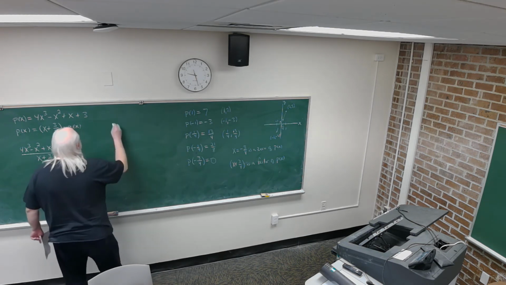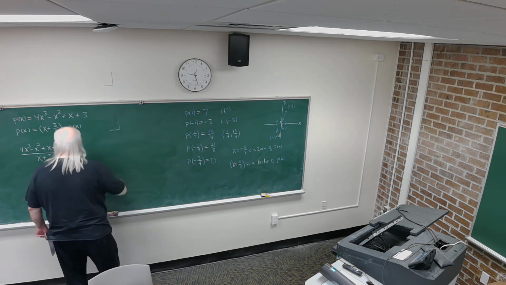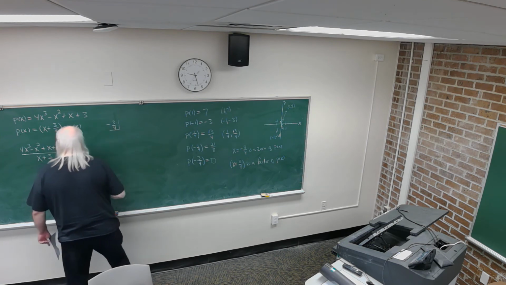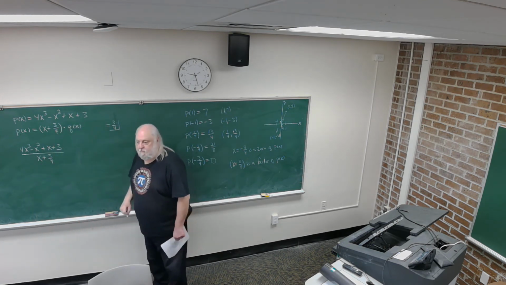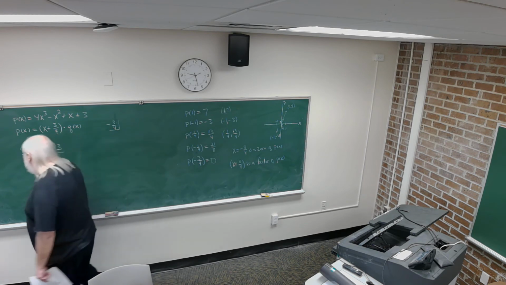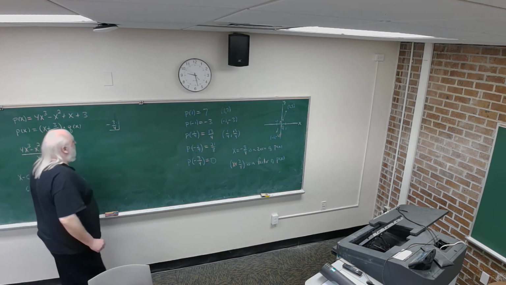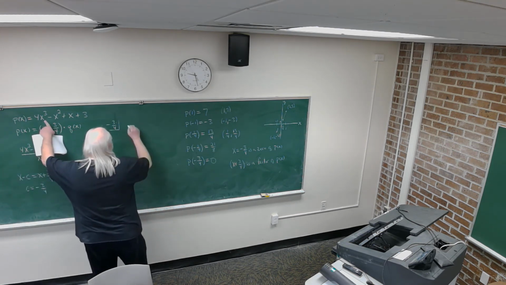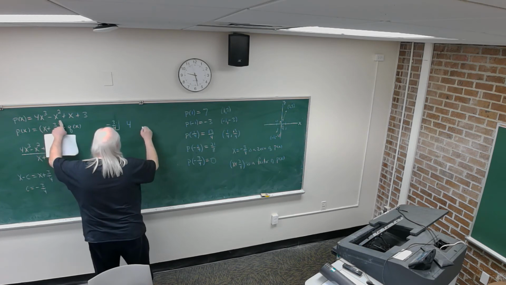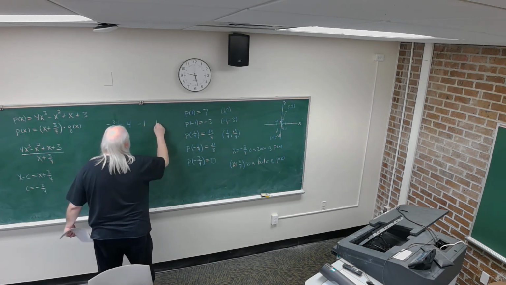Okay. So what goes in the box? What number goes in the box? Yeah, remember it's not plus 3/4, it's minus 3/4. Okay. X minus c is equal to x plus 3/4, which means c is equal to minus 3/4. And then you write out the coefficients of the polynomial in descending powers of x, right? 4, minus 1, 1, 3.